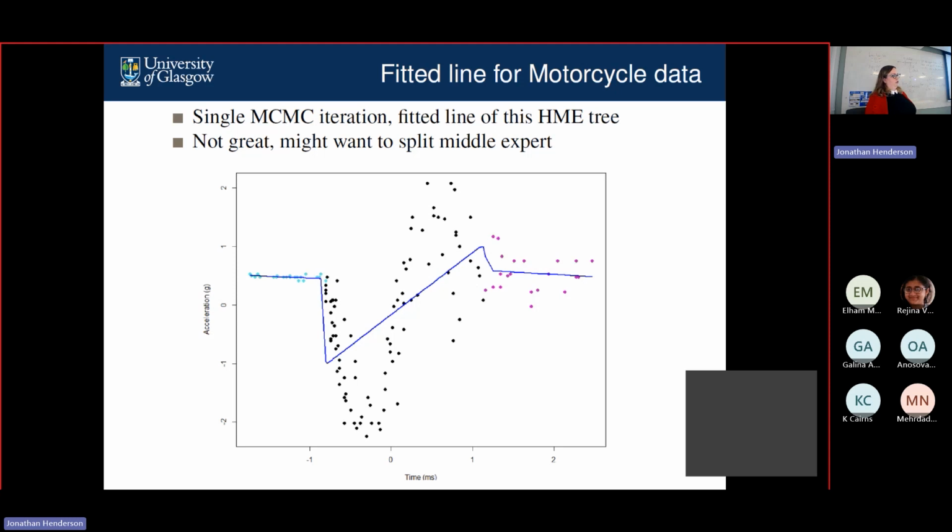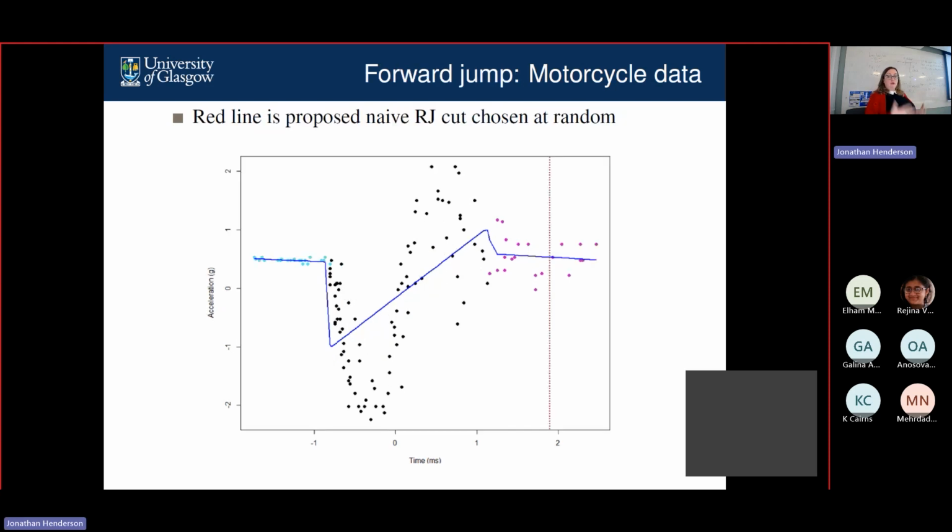How do we propose that? How do we propose where we split? And once we split, how do we propose what those gating parameters look like and what those experts look like? So if we do this at random, we could choose a point and say, okay, we're going to split here. But it could be any one of these points, right? If I split here, this is not going to be a very interesting split. This is not going to be likely to be accepted because we're already modeling this well enough.